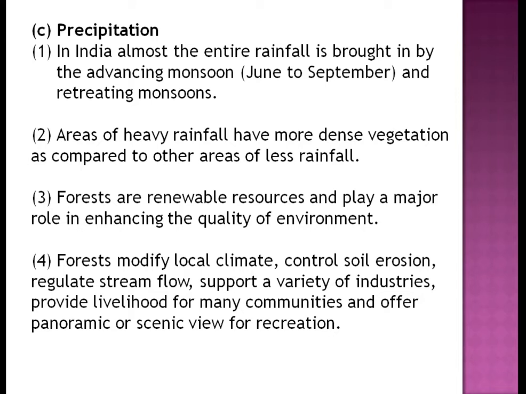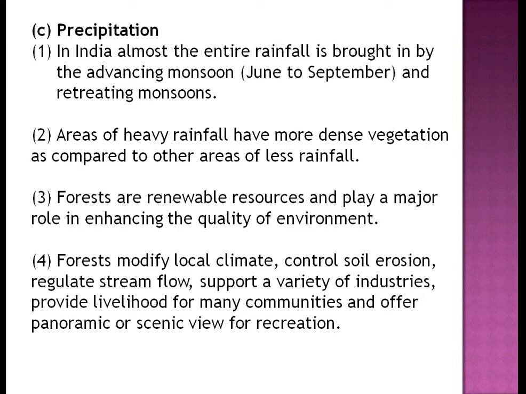As in the earlier part we were talking about cactus, thorny bushes and conical trees, precipitation is also a very important factor, because without water, without rainfall, the plants can't survive. The forests are renewable resources and play a major role in enhancing the quality of the environment. They give us a number of things which are important and significant.